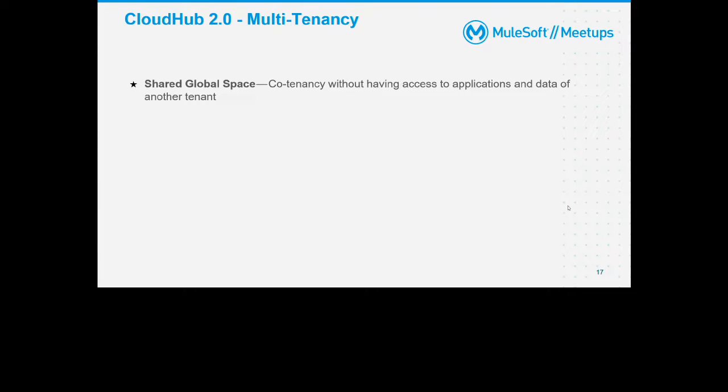As we mentioned, there are three types of multi-tenancy. In CloudHub 2.0, one is the shared global space, which is the co-tenancy mode, because it's a common space where any license holder or CloudHub subscriber can come and deploy their application. But through containerization, it is ensured that one tenant's application information cannot be shared with another application. Unintentionally, you cannot access that application or its binaries, because there is containerization.